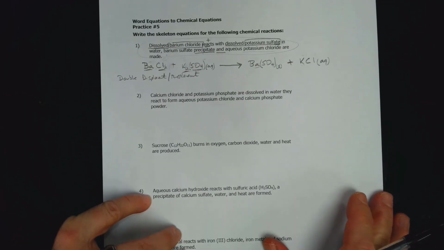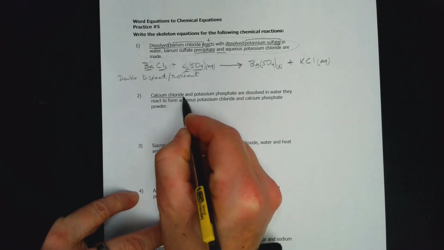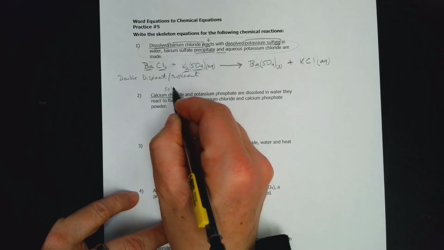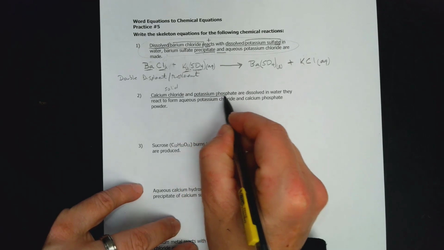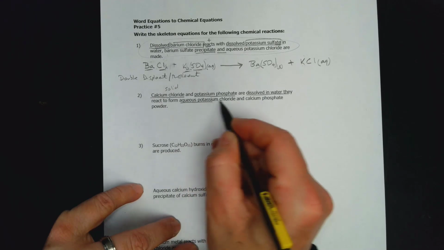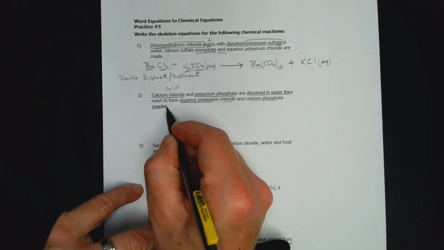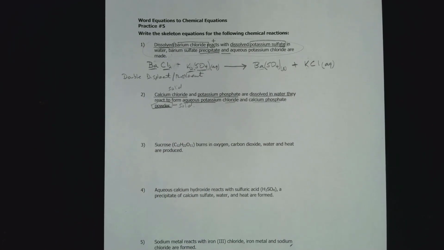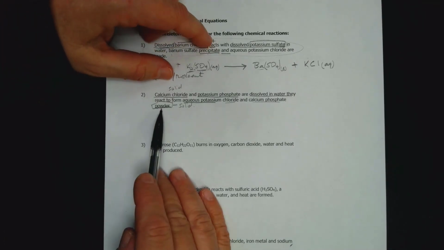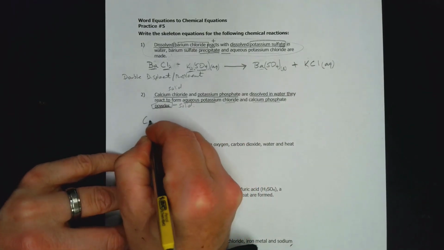Now I'm going to go a little faster this time because I don't want you to have to watch this video all day. All right, so calcium chloride, which is a solid, and I just know that because chlorides like this tend to be salts, which are solid, and potassium phosphate are dissolved in water, and they react to form aqueous potassium chloride and calcium phosphate powder. Powder, you guys, is another way of saying solid. One of the things you have to get used to, and this just takes time and practice, is knowing what all of these things mean. They all mean something. So let's do calcium chloride first.